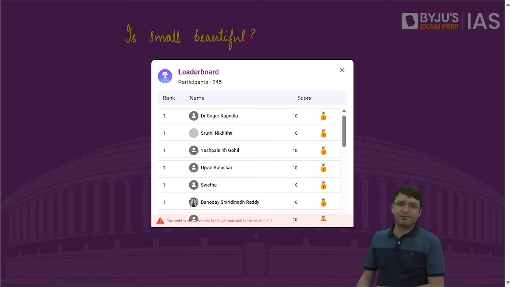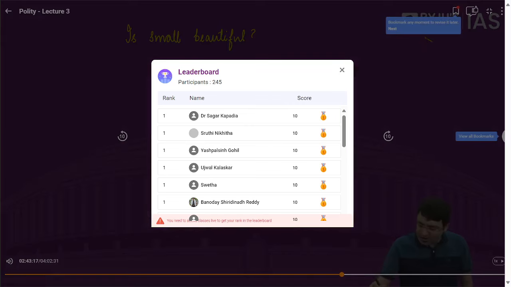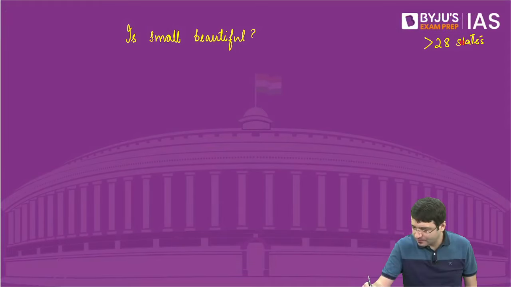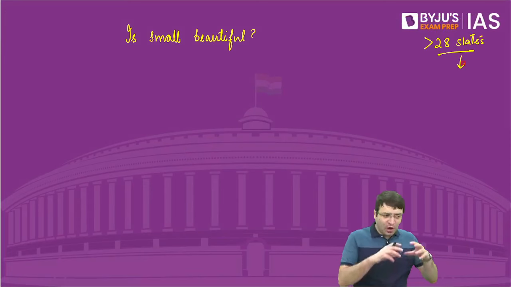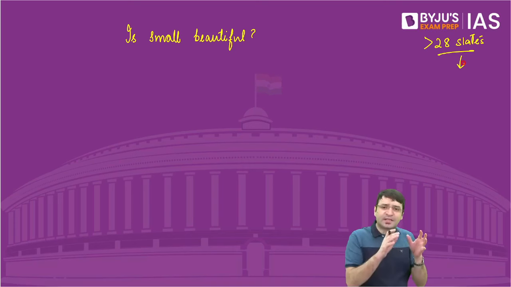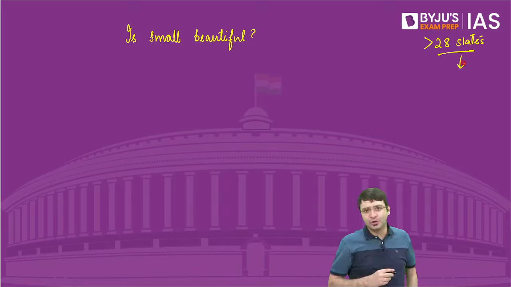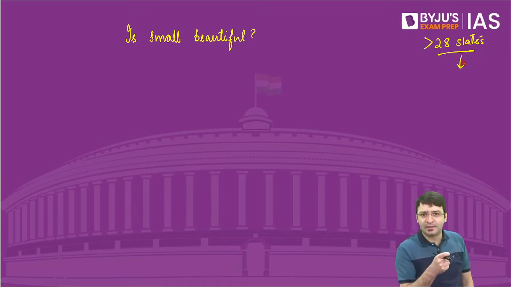Beautiful in the sense, if the United States can have 50 states, can India not have more than 28 states? Can we not create more and more smaller states in India so that they are administered better, so they are administered properly, so that the nation as a whole grows? Should India reorganize the country now in such a manner that we should have more and more smaller states?